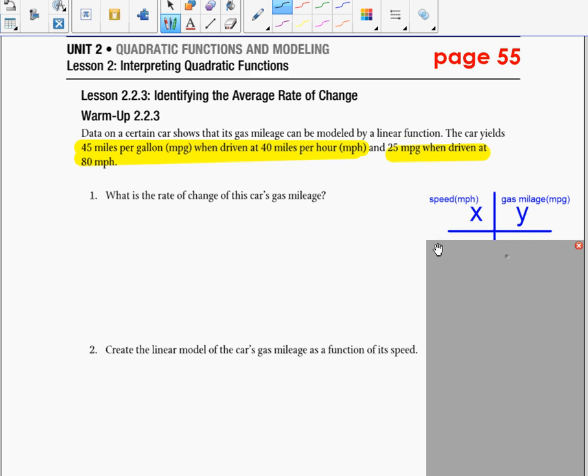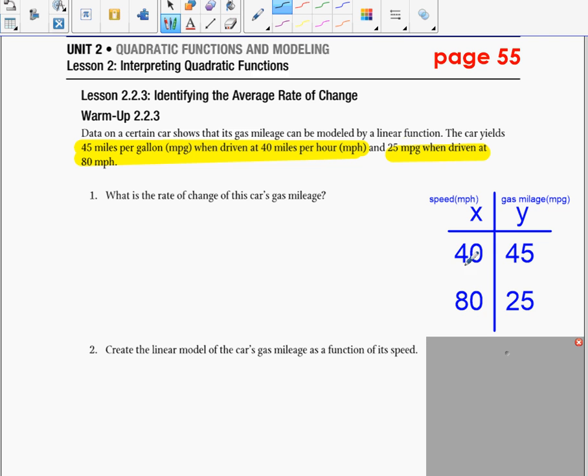Well, if we think of speed as our x, our miles per hour, and our gas mileage as our y, then we have 2 data sets. We have at 40 miles per hour right here, the car is earning 45 miles per gallon. And when you're driving 80 miles per hour, you're only getting 25 miles per gallon.